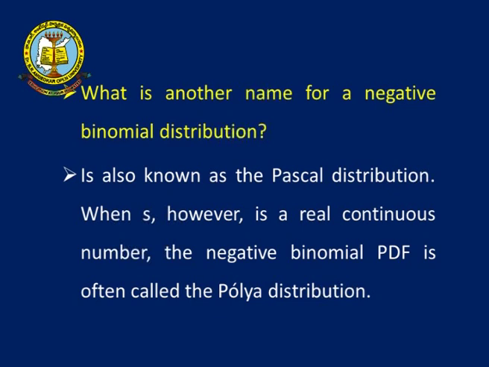What is the continuous number? 0, 1, 2, 3, 4. There is a continuous number until infinity. The negative binomial probability density function, that is PDF, we are taking often called as Poisson distribution. No, we already told that is a Poisson. We can call that one Poisson distribution.